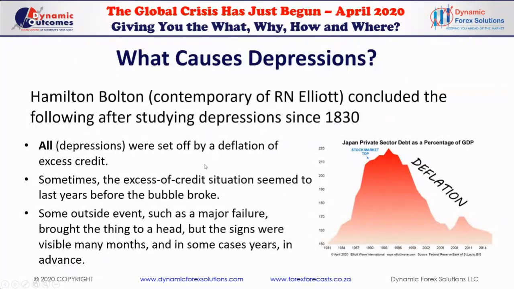And as you know, what we use ourselves is the Elliott Wave Principle, which was discovered by Ralph Elliott in the 1930s. But his contemporary Hamilton Bolton, in the mid-1900s, studied depressions since the 1830s, and what he concluded after this was that all depressions were set off by a deflation of excess credit. So there'd been a buildup of excess credit, and the depression was set off by the deflation of that credit.